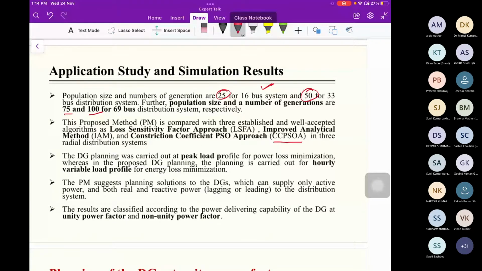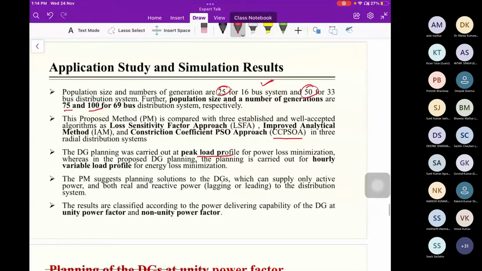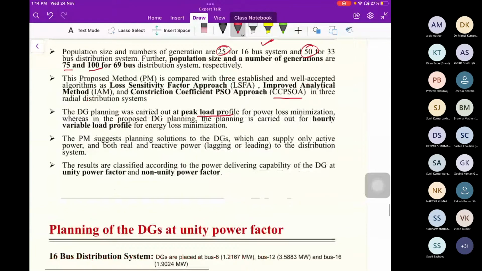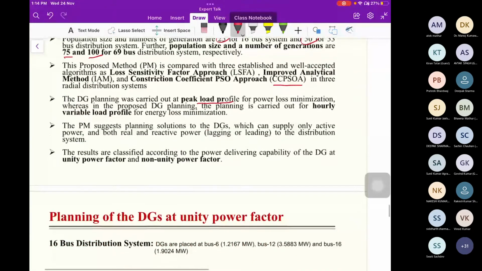In the peak profile, DG planning is carried out for the peak load profile, and for hourly variation we assume that the load is constant throughout an hour. In this study we classify DG into two categories: one is the unity power factor DG, that means solar, and the other is the non-unity power factor DG, that means wind type of conditions.